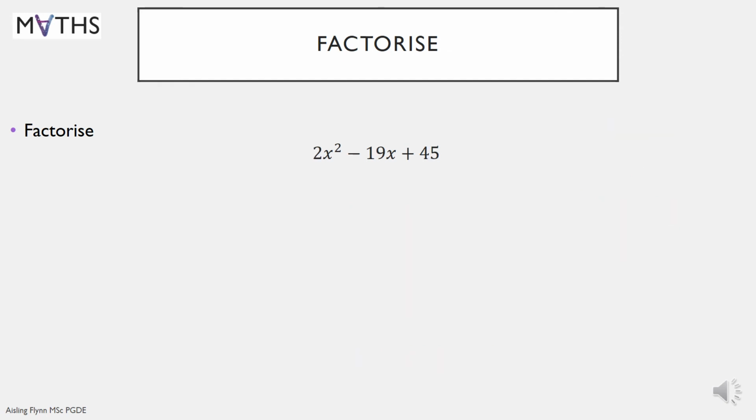Now, here's one that is slightly different and a little more difficult because you don't simply have 1x squared. Here you have 2x squared, which is going to affect your middle term also. So let's see how we might do that. So it's a 2 by 2 again. We have 2x squared plus 45 that we can fill in straight away. And we're going to try to make minus 19x.